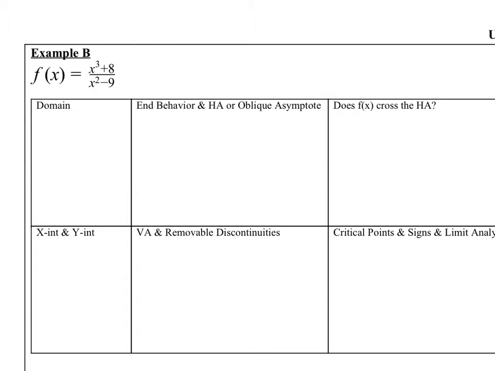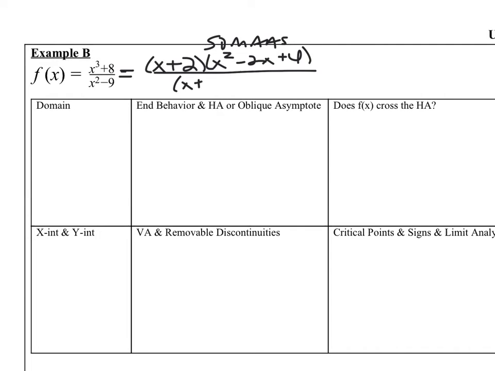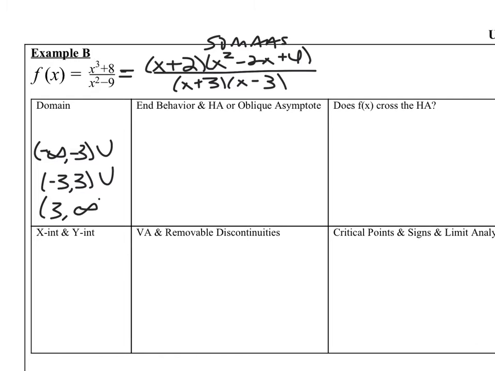Alright, so let's look at another one with an oblique asymptote. Looking at my domain, the first thing I'm going to do is factor. Oh my goodness, I have a sum of cubes, so I need to use SOMAS in the numerator. There we go. The denominator is a nice difference of squares. So that means my domain is negative infinity to negative 3, union negative 3 to 3, union 3 to infinity. Remember, if you need a number line to do that correctly, go ahead.